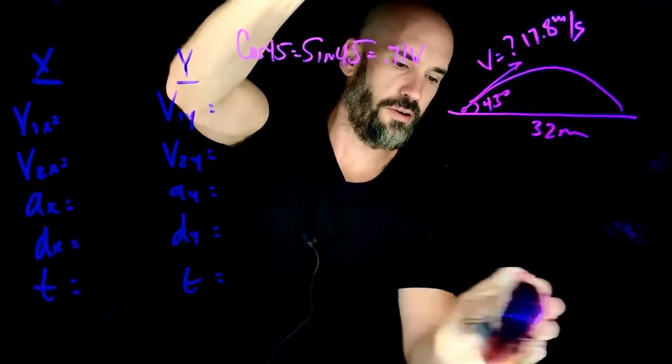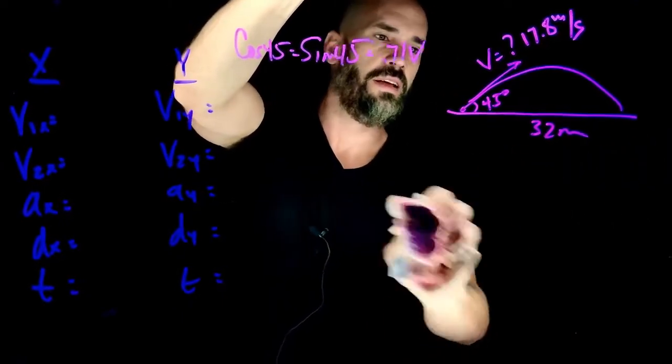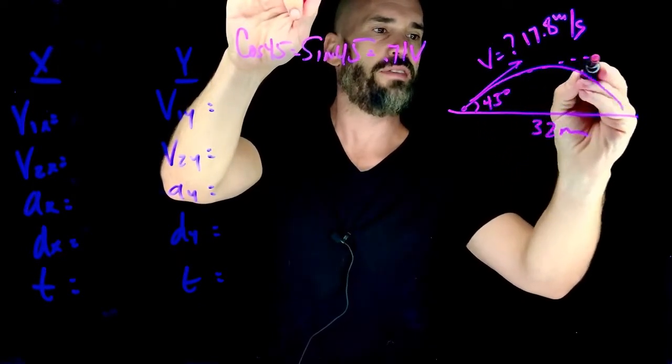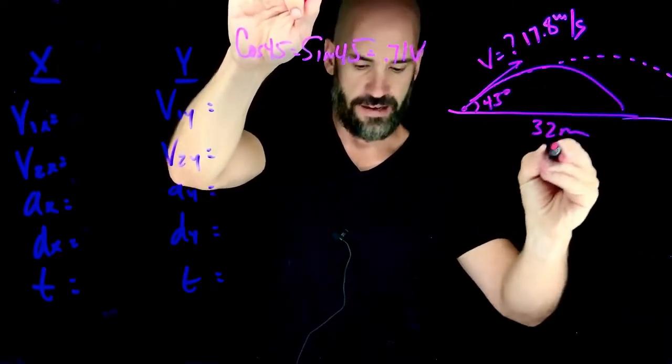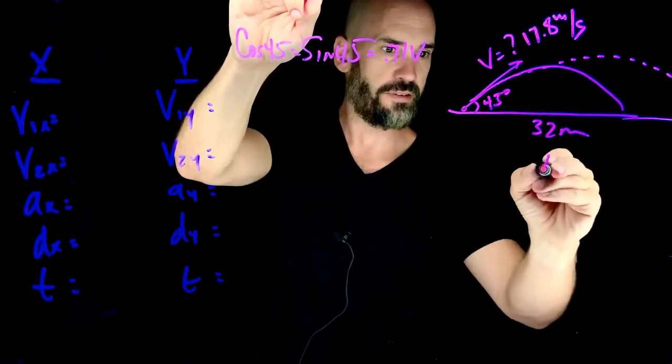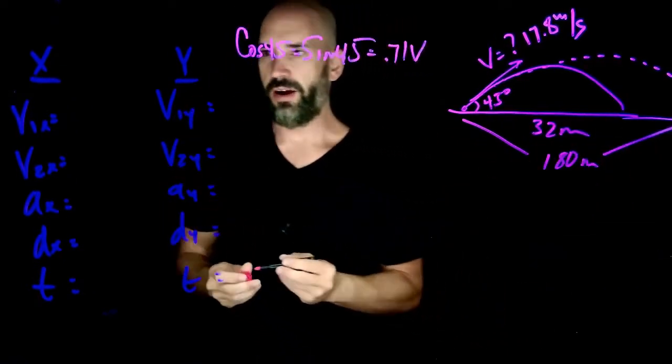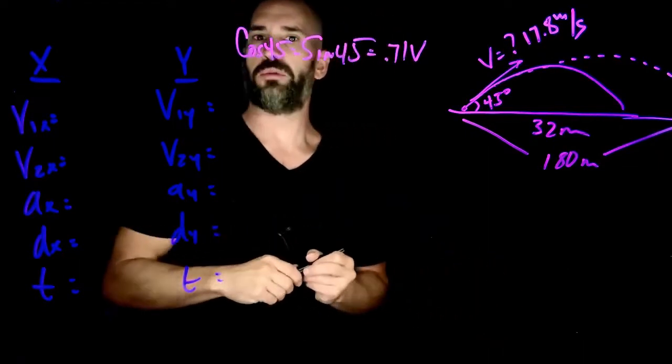Okay, so on the moon, we have the same launch, but now, because gravity is so much smaller, it's going to go so much farther. In fact, it's going to go now 180 meters. Okay? All right, let's ask ourselves the same question.